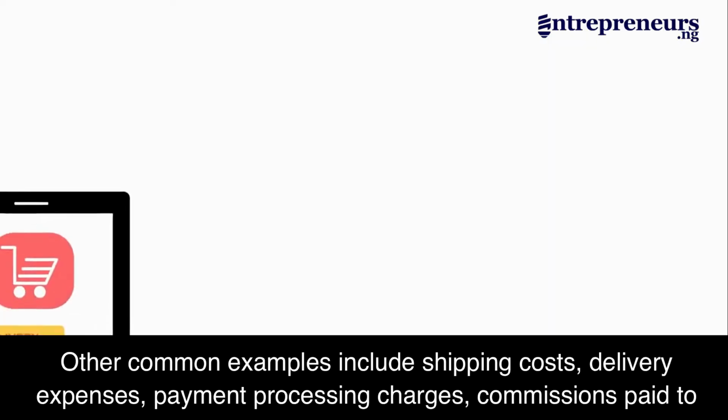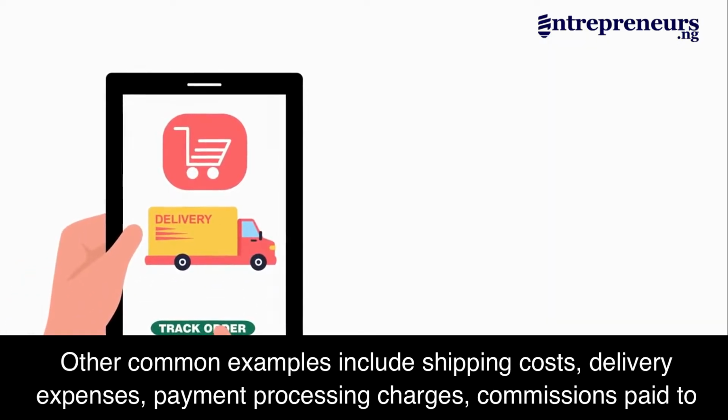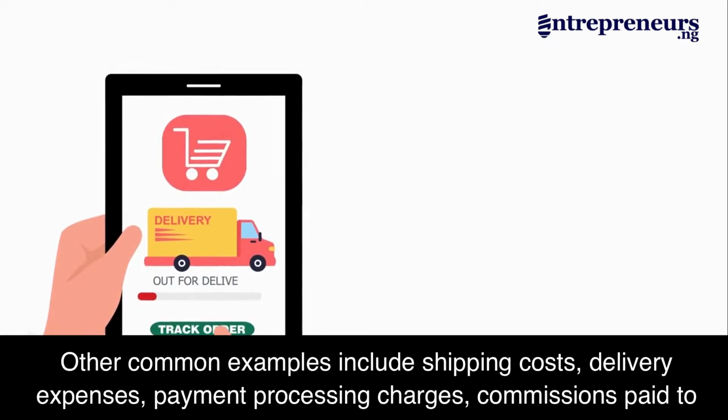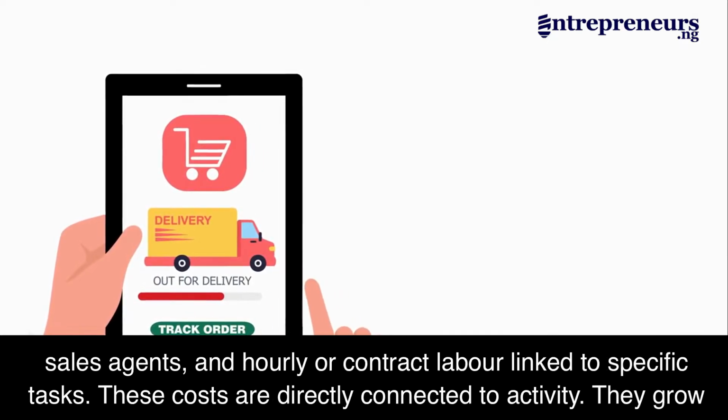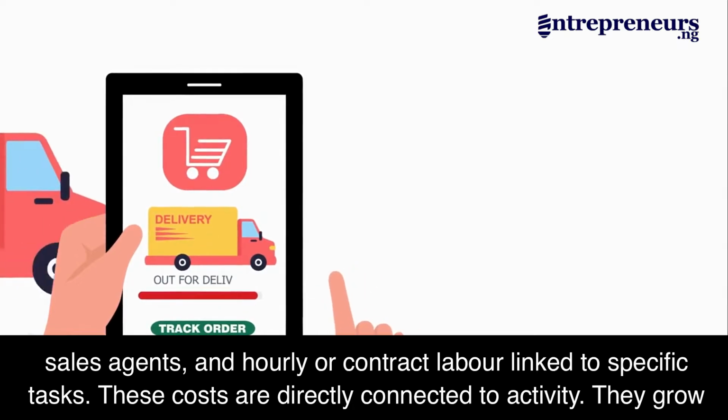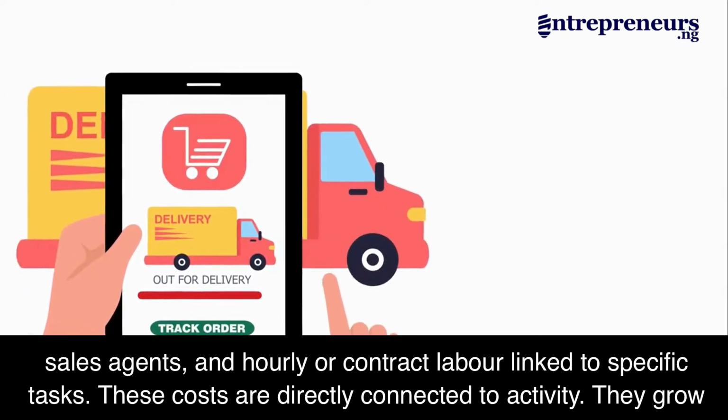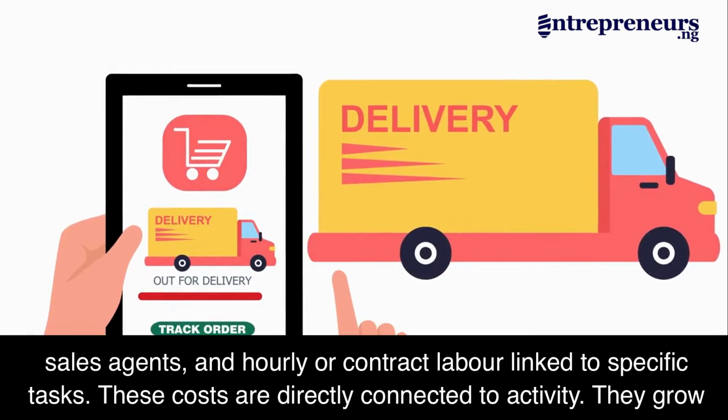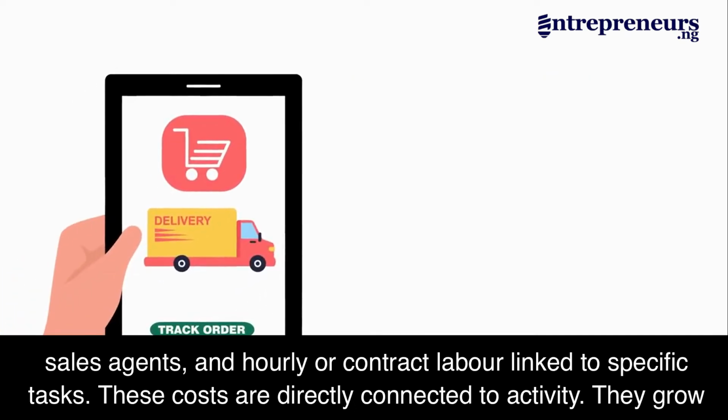Other common examples include shipping costs, delivery expenses, payment processing charges, commissions paid to sales agents, and hourly or contract labor linked to specific tasks. These costs are directly connected to activity. They grow when the work grows.